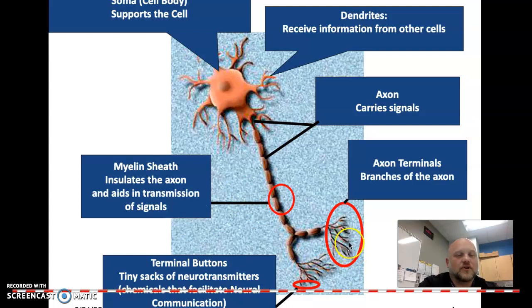And so the terminal button would release a little neurotransmitter across a tiny little gap called a synapse, and the dendrite of the next cell would pick it up. And what's interesting is this happens millions of times per second in your brain, and that's basically the biological foundation for human thought and human behavior and how our brain works. And so each one of these little branches will reach out to a dendrite on a different cell. So any given neuron can be communicating with hundreds, if not thousands, of other neurons simultaneously. So it's much more complicated than this little simple diagram here.